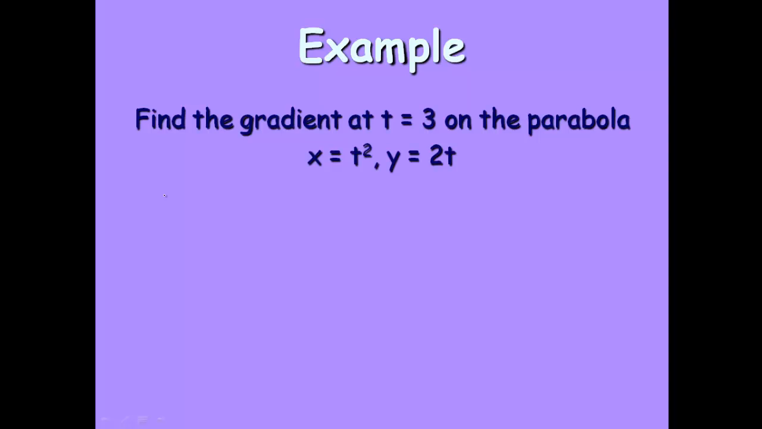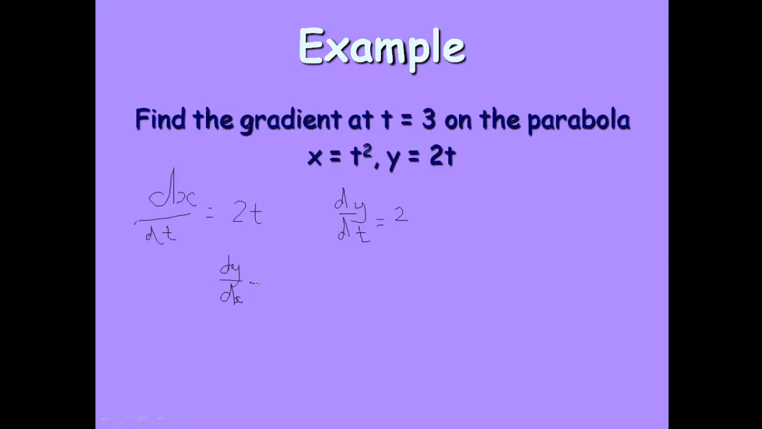Okay, so we have x equals t squared, so that means that our first derivative, dx/dt, is equal to 2t. We also have y equals 2t, so if we differentiate that with respect to t, we get dy/dt equals 2.